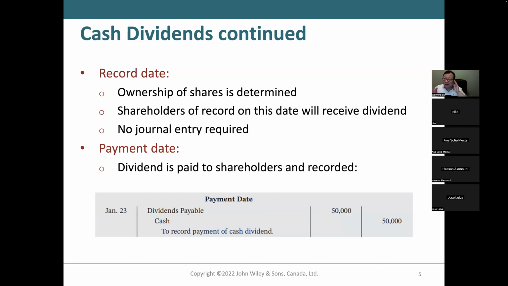So that's why another date is important, called the record date. This is the date ownership of shares is determined. Only as of this date, if you are the owner, you are entitled to receive the dividend.